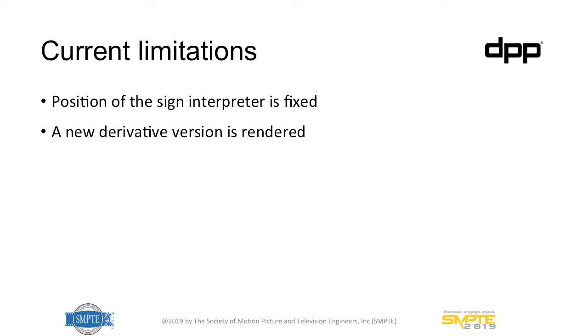The other issue is that we're creating an entirely new derivative version of our program. So we have an entire new video file end to end. It's then impossible to make changes to the original version and to that signed version without a lot of complexity. It's all in all just a slightly clunky workflow.